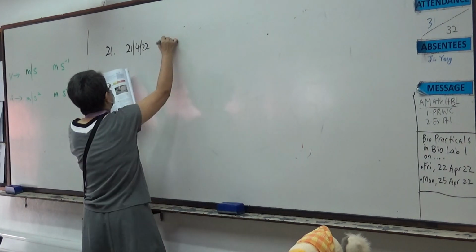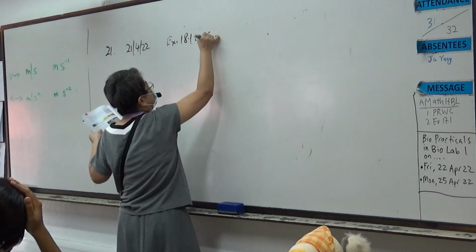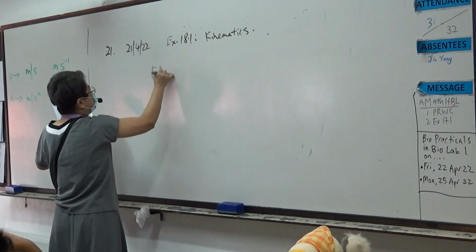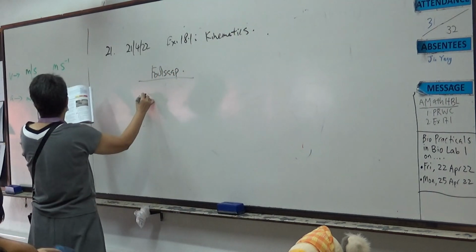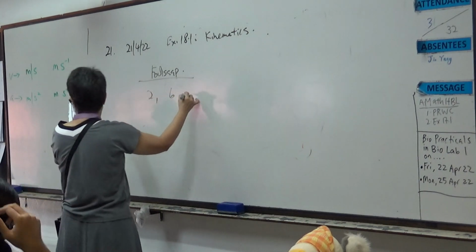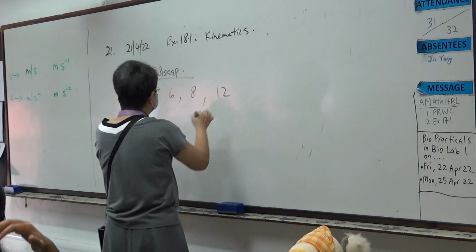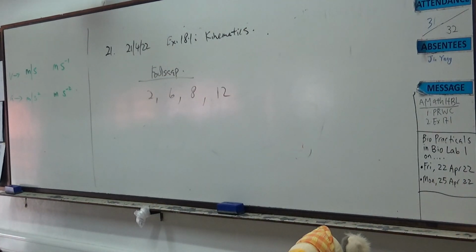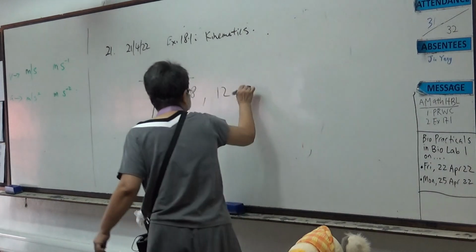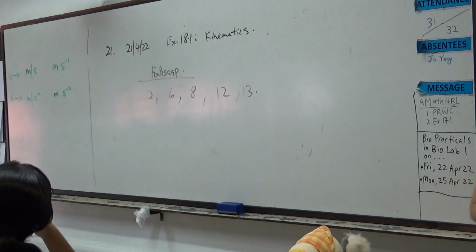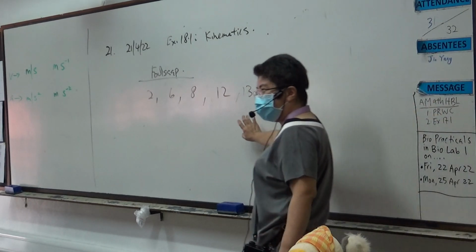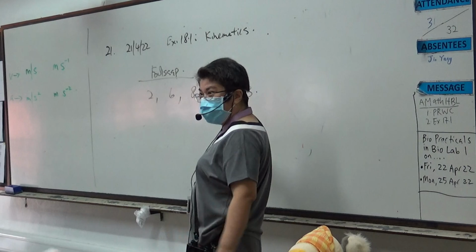Okay? Now, exercise 18.1. Just like kinematics. Now, I want it on full scale. Question 2, question 6, question 8, question 12, and 13. Very good, right? Only five questions. You know this is the best ever? Do you agree it's the best ever?